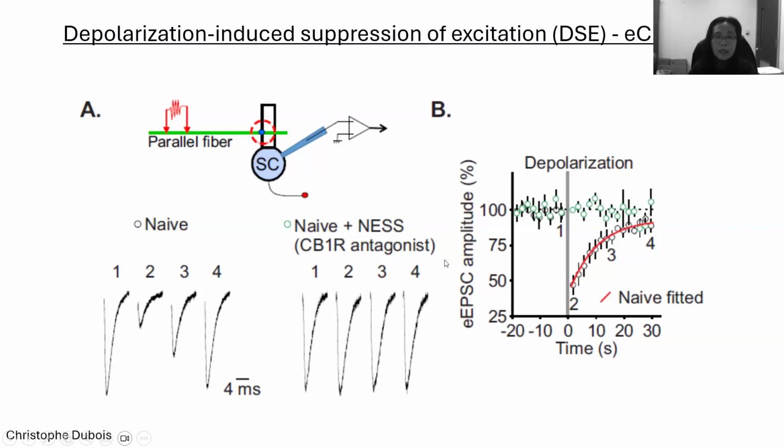So we can use the magnitude of depression, which often reflects the production of endocannabinoid and the receptor sensitivity, and the time course of the return to baseline, or recovery. It's often a measure of endocannabinoid degradation.